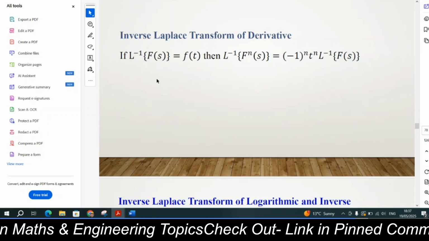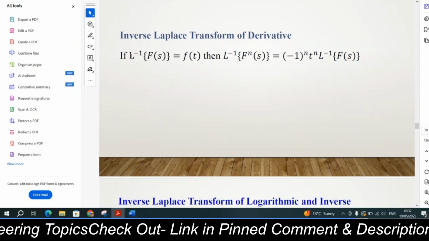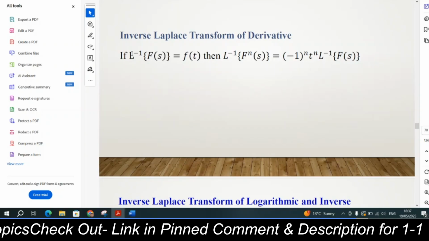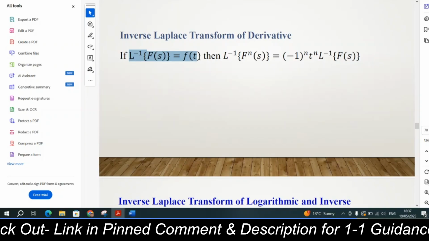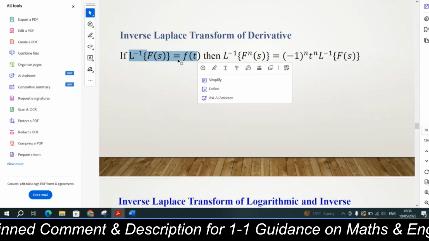Yeah. We have this Laplace transform of derivatives. And we also had Laplace transform of integrals. We had both. But we are going to use one of these. Now I have to check which one we are using. Let's move on to that particular page. Derivative. Okay.